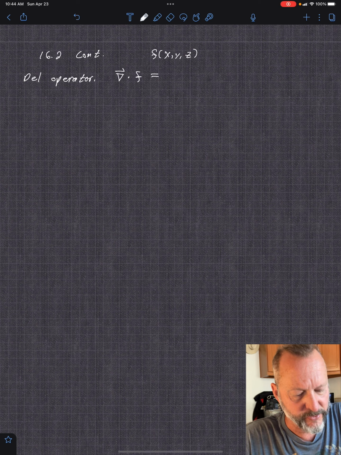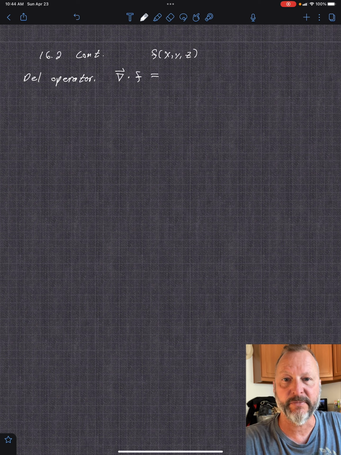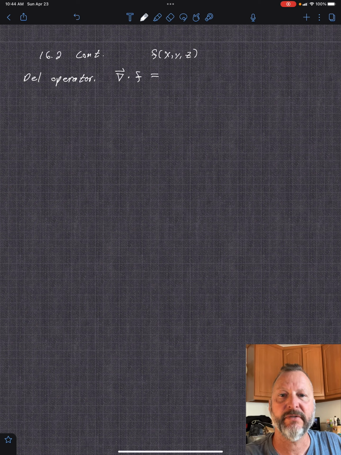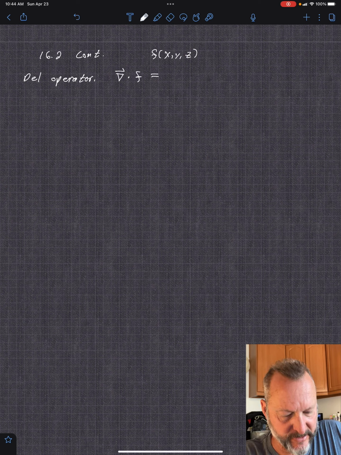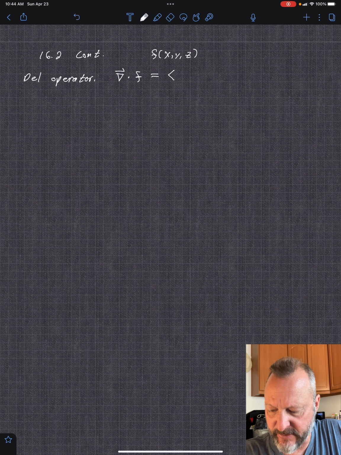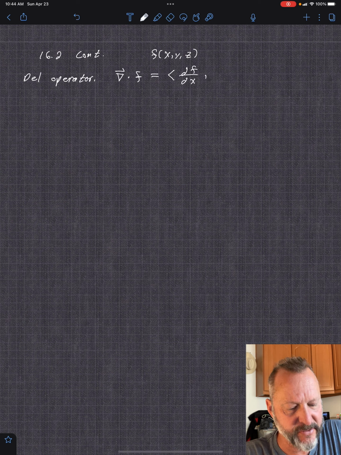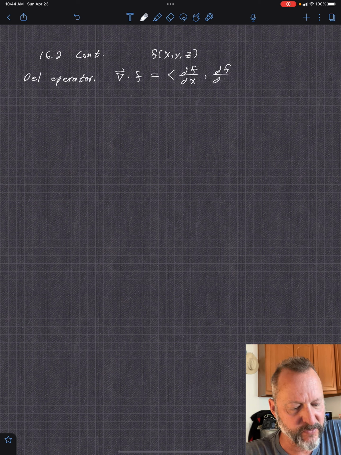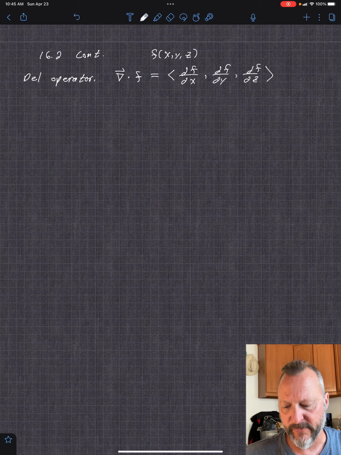So that's equal to a vector. You do the partial f with respect to x, and then the partial f with respect to y, and then the partial f with respect to z. And that's ijk form, so it's a vector.